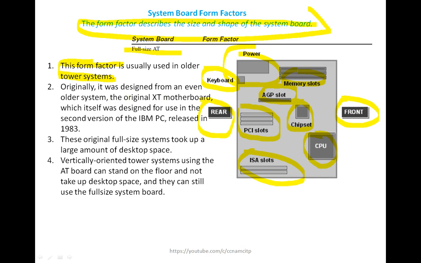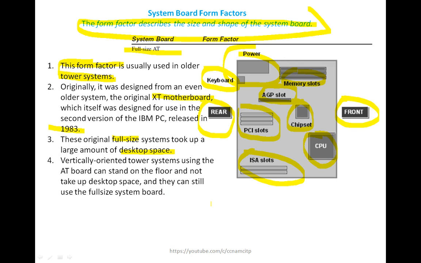The next point: originally it was designed from an even older system, the original XT motherboard, which itself was designed for use in the second version of the IBM PC, released in 1983. The original full size system took up a large amount of desktop space because it is quite big in size. A vertically oriented tower system can stand on the floor and not take up desktop space, and it can still use the full size system board. These are the characteristics of the full size AT system board.